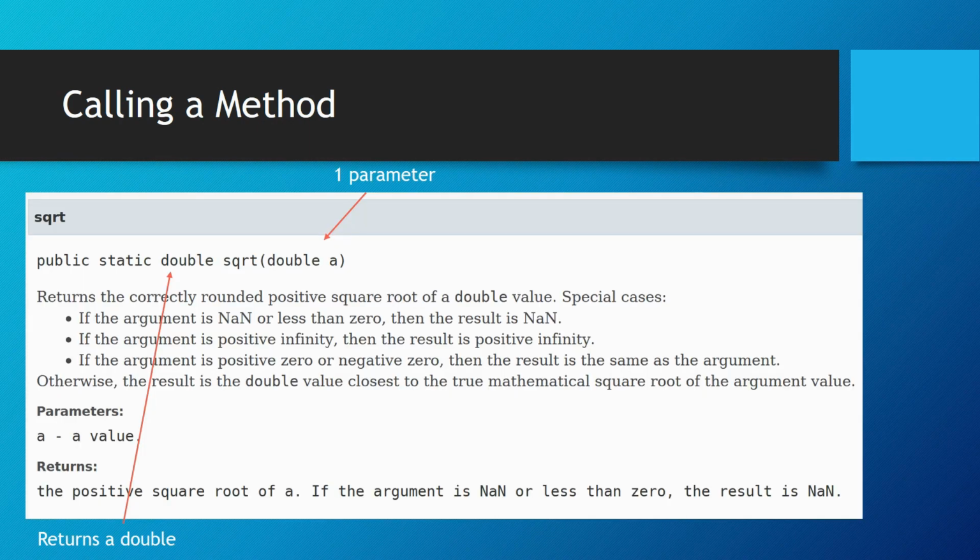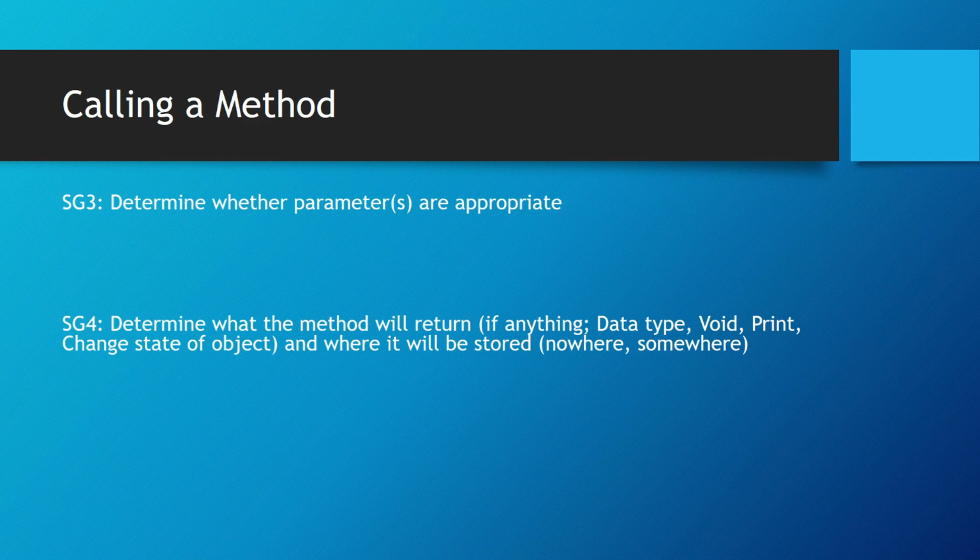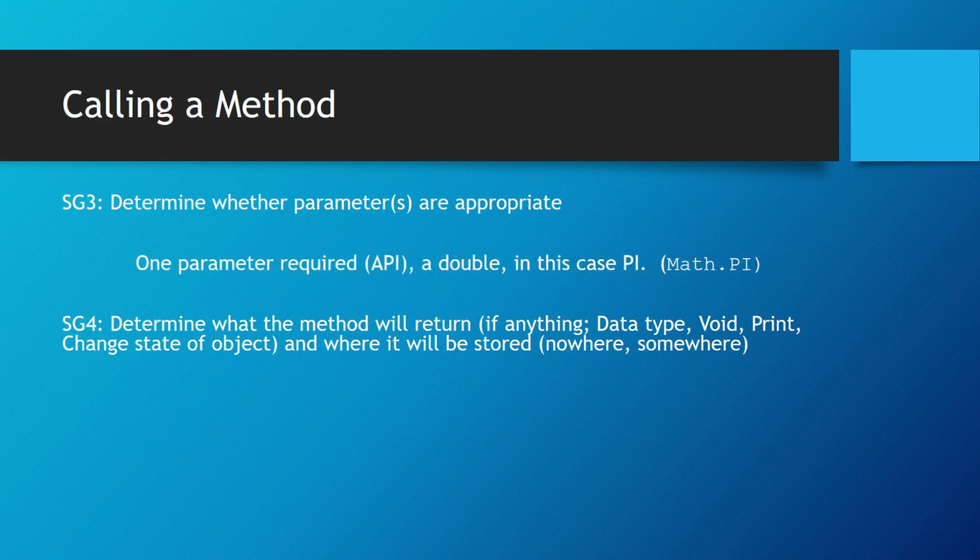Here is the API for the method sqrt. As we can see, sqrt takes one parameter, which is a double, and it returns a double. So for subgoal 3, do we have parameters? Yes, one parameter, a double. And because we want to know the square root of pi, our parameter in this example will be math.pi.